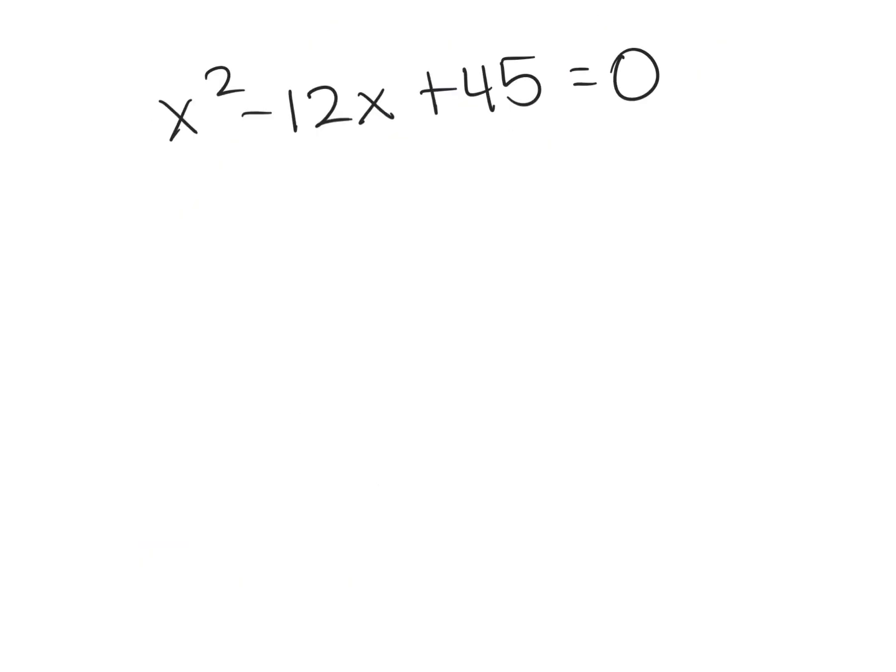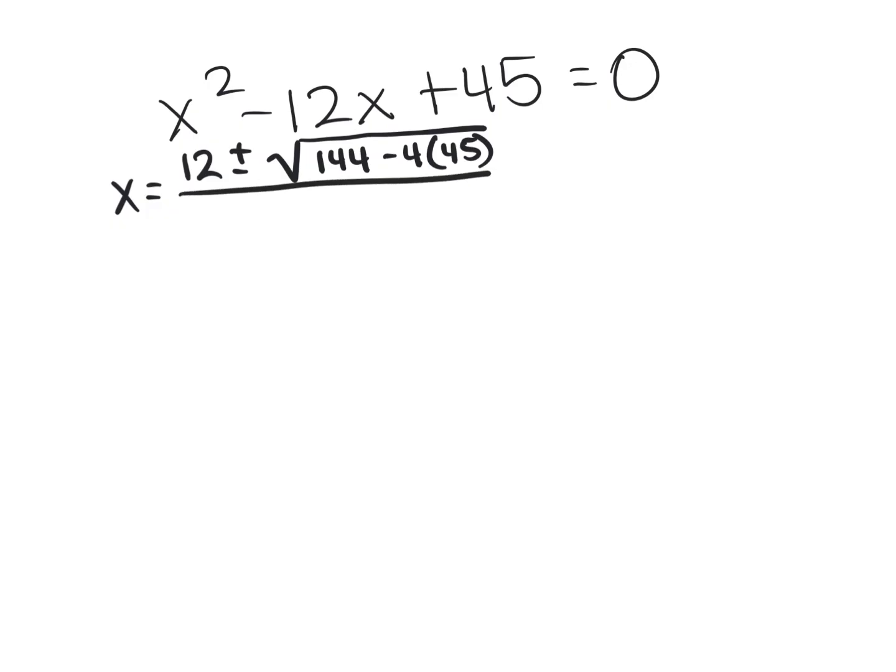Next one, we can try to factor this, and it absolutely will not factor, so we're going to be doing the exact same process. So we have x is equal to negative b plus or minus the square root of, when I square b, I get 144 minus 4, and then 1 times 45 is 45. And we divide this by 2 times a, which is 2.